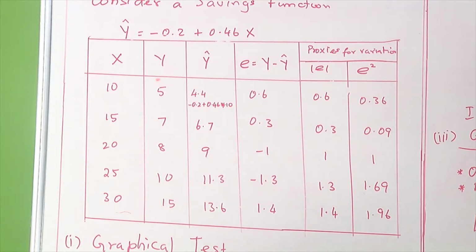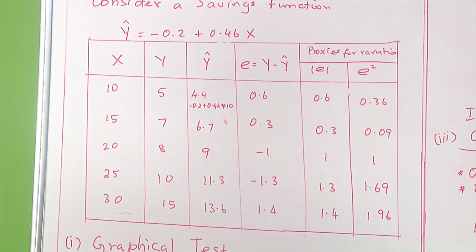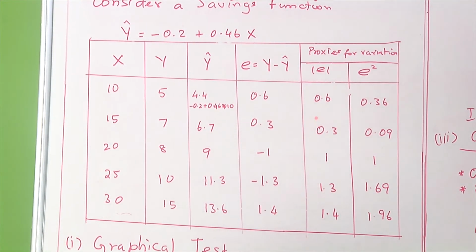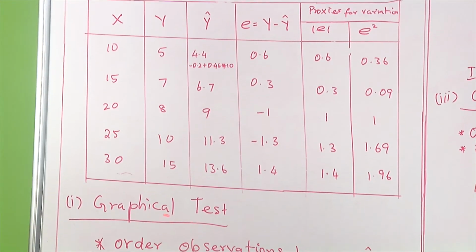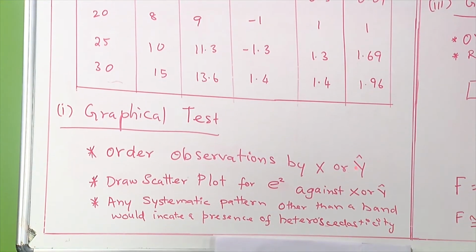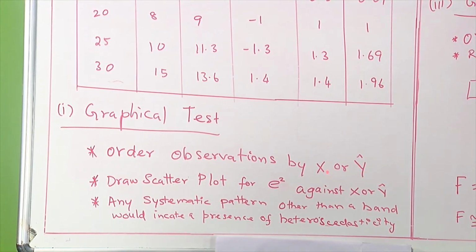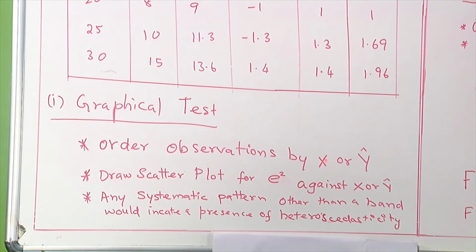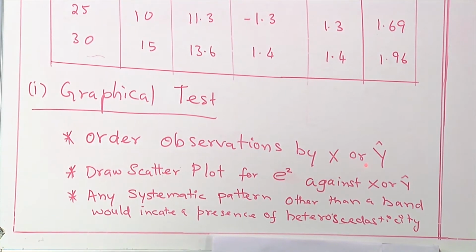For each corresponding value of x, you get the error terms. So, with these values, we can do the tests. The first test is the very simplistic test, the graphical test. We order the observations by x or y hat. If you are using the MLRM, y hat is better, otherwise in SLRMs x is taken. So, we order the observations either by x or y hat according to the model that we are using.